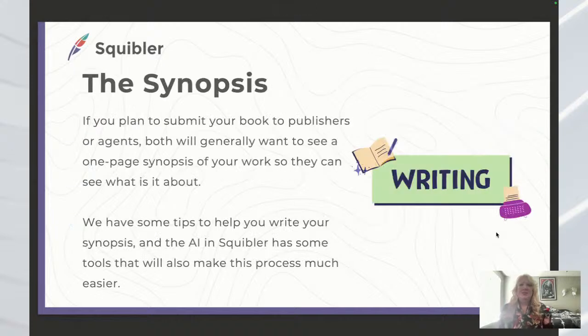So for a synopsis, this is for your book, fiction or nonfiction. And if you plan to submit your book to publishers or to agents, both of them are generally going to want to see a one-page synopsis of your work so they can see what your book is about. We do have some tips to help you write your synopsis, and the AI, like I said, in Squibler has got tools that'll make this a lot easier for you as well.